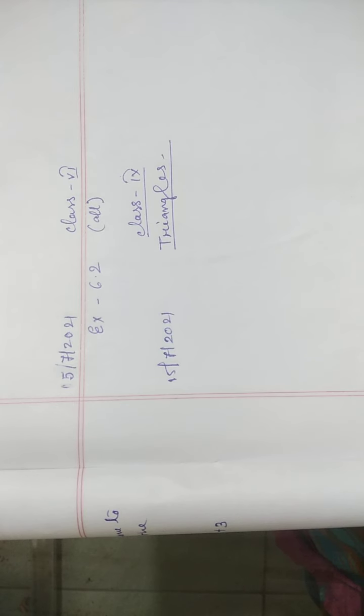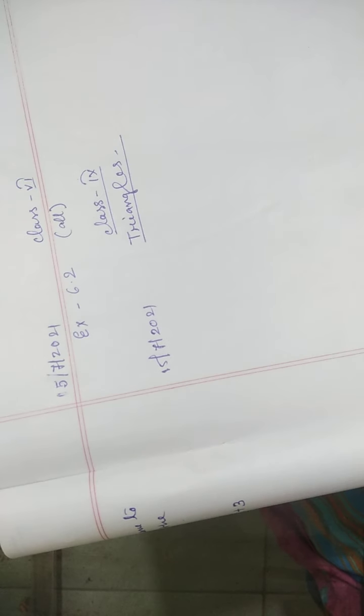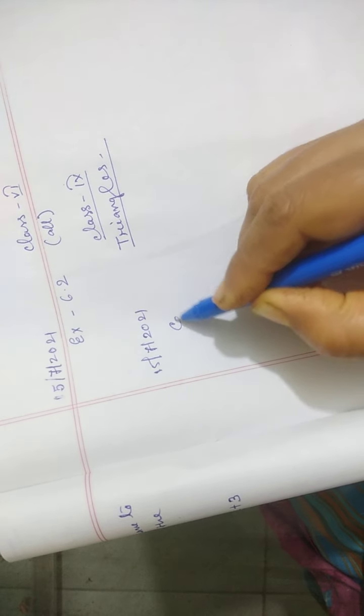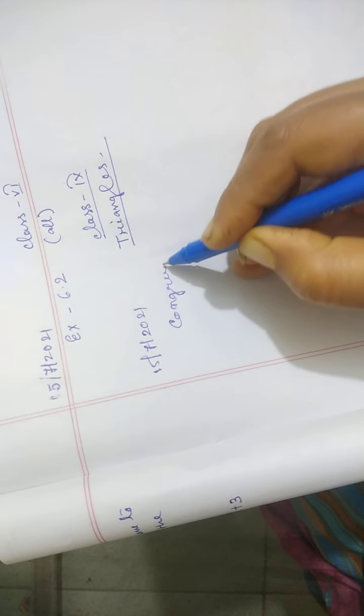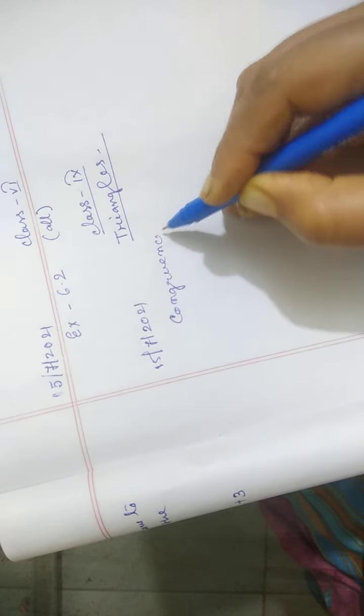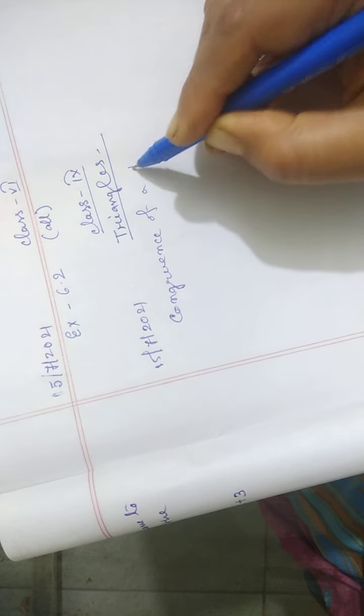Dear students, next chapter is chapter 7, triangle. Okay, so you know what is triangle: three sides and three angles, a closed figure bounded by three sides. Okay, now the congruence of triangle. Congruence of a triangle.